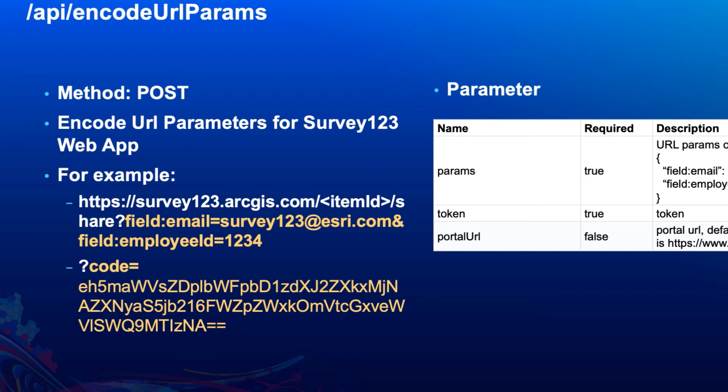Since the URL parameters are in clear text, a smart user could look at the web browser navigation bar, figure out that a question is being pre-populated, and manipulate the URL parameters to change the value. So you can use the encode URL parameters endpoint to encode the sensitive information.